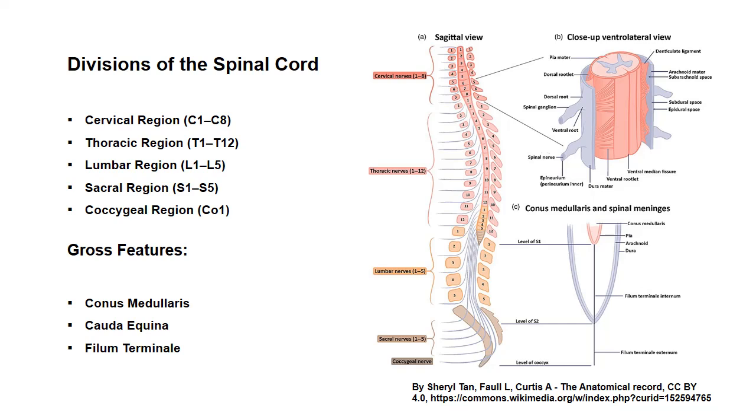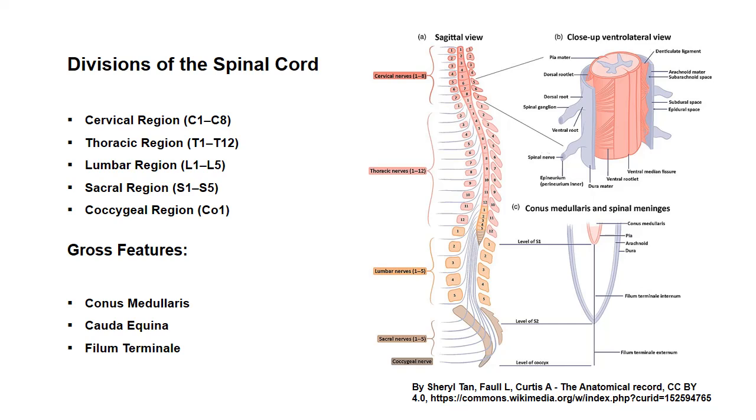Lumbar, L1 to L5, 5 pairs, features a lumbar enlargement for the lower limbs. Sacral, S1 to S5, 5 pairs. The spinal cord tapers into the conus medullaris around L1 to L2. Coccygeal, a single pair of nerves, the most inferior.